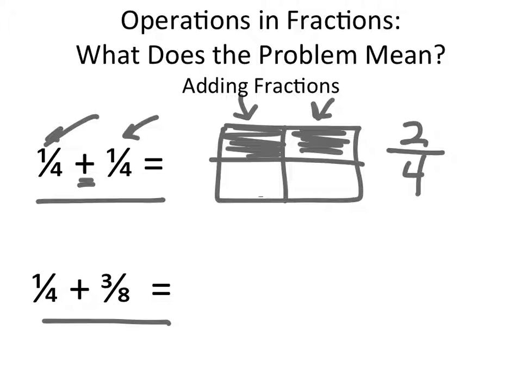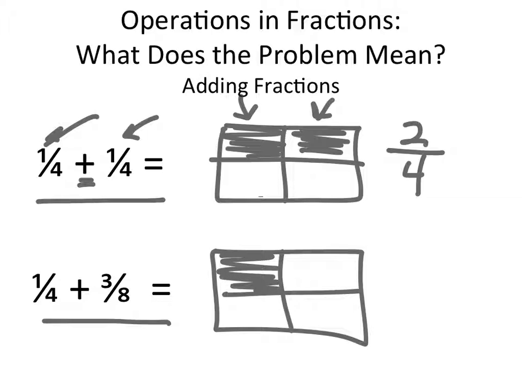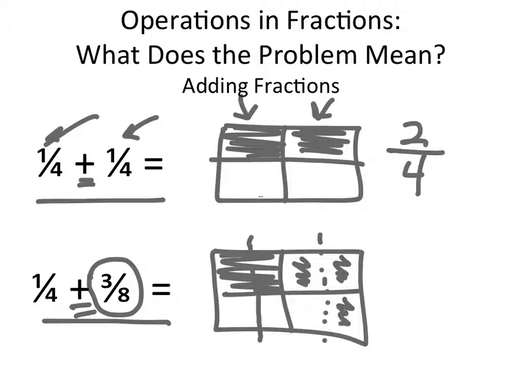If we look at this problem, we would have 1/4, but this time we're adding pieces that are different size. So students would have to be able to picture what that would look like. What if instead of fourths, this picture were divided into eighths? Now we have 8 pieces. The problem is asking us to add 3/8 to the 1/4 that we already shaded in. There's 1/8, there's 2/8, and there's 3/8. Now we have 1/4 plus 3/8. And the picture is really our answer.